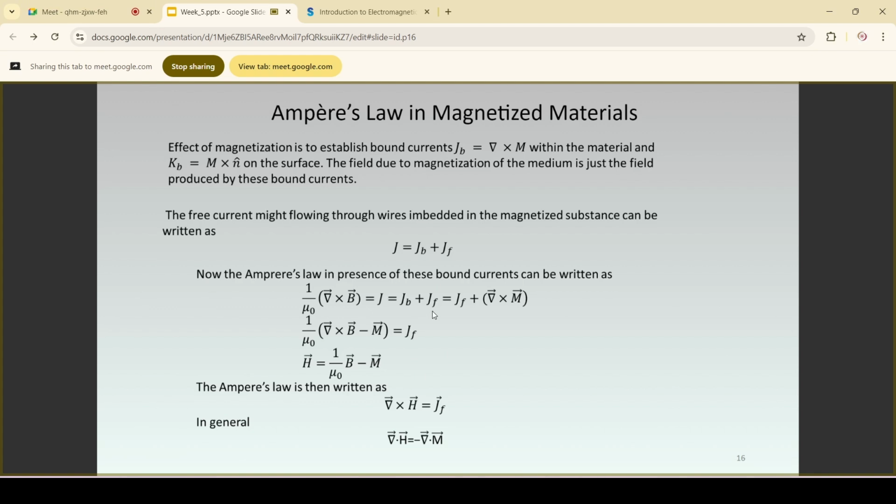No, J_F as it is, because it's a free current, because one can apply a free current by just applying a potential across a wire. And let's say the wire is magnetized. So there is the bound current present inside that material, and that can be written, inside the material, as J_B is equal to del cross M.